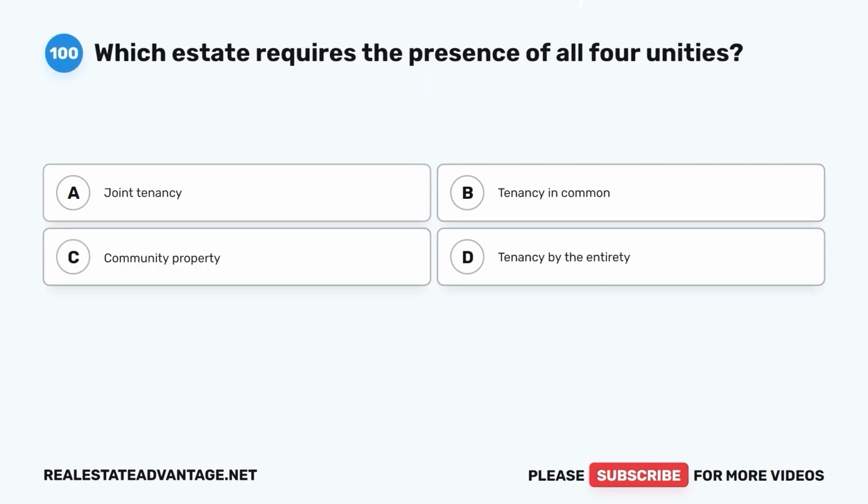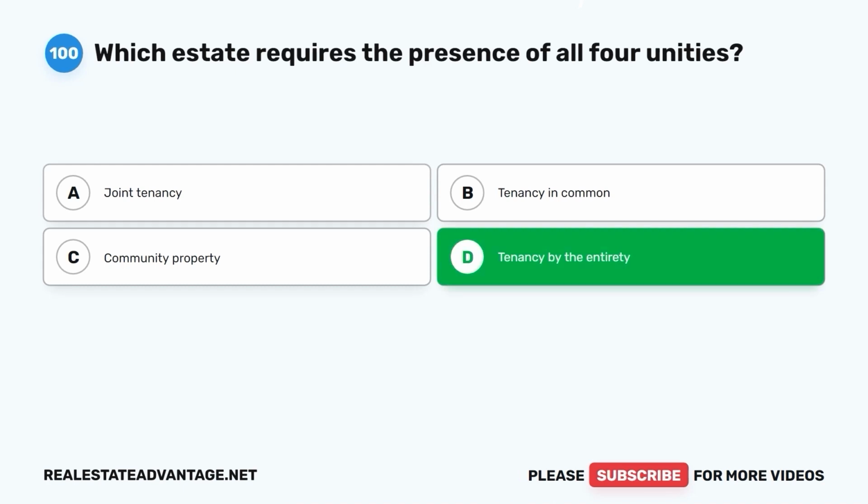Question 100. Which estate requires the presence of all four unities? A. Joint tenancy. B. Tenancy in common. C. Community property. D. Tenancy by the entirety. The correct answer is D.